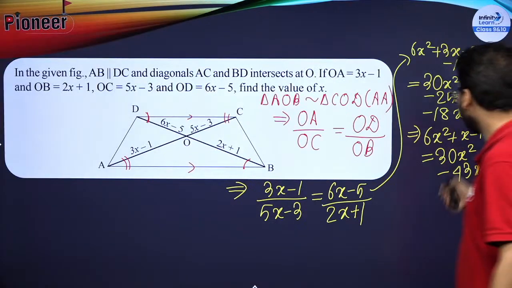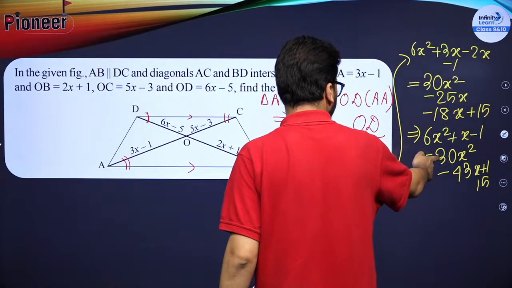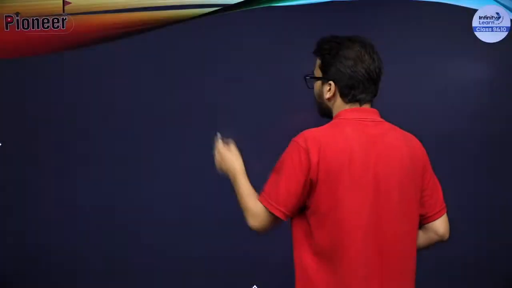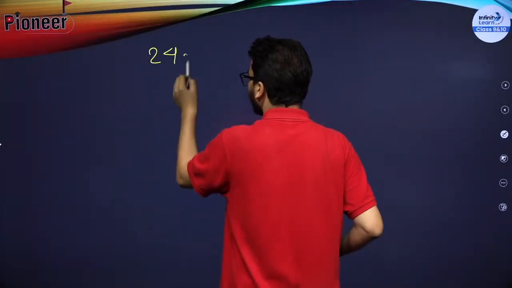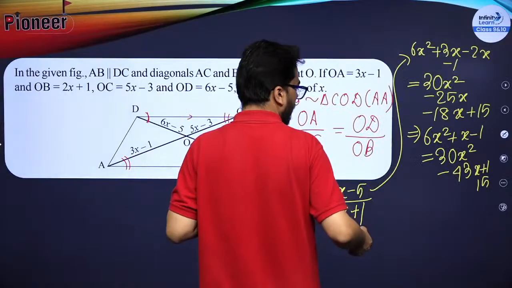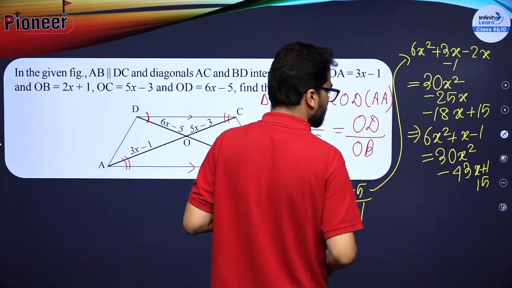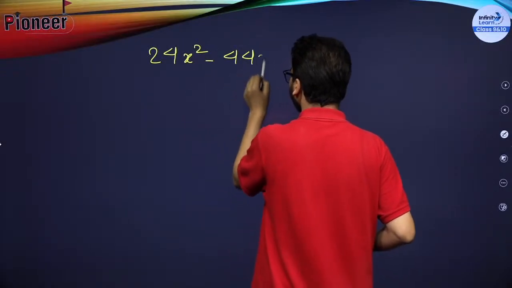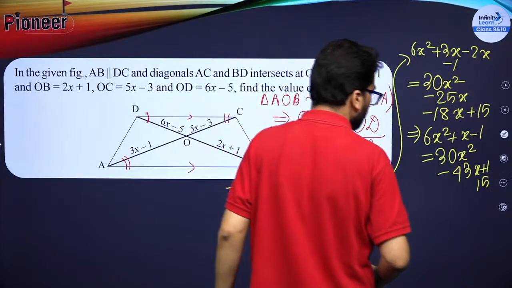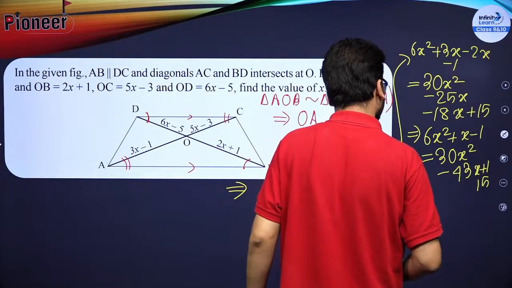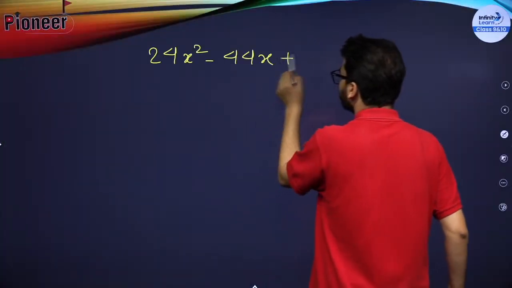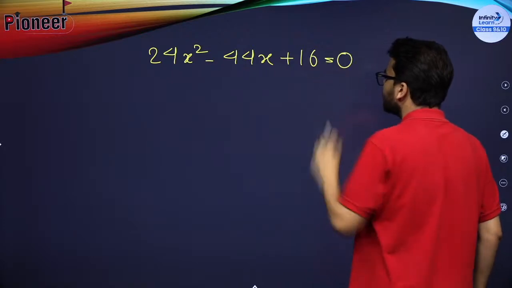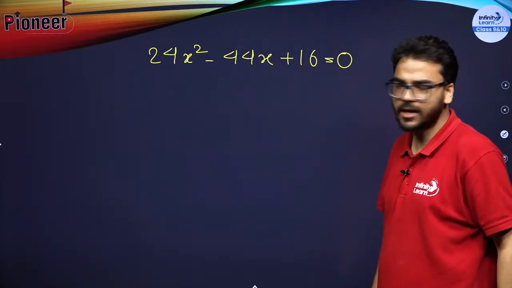So this will be basically what? If I simplify further, this will be 24x square, right? So this will be 24x square, and if I take it on the other side, that is minus 44x, and that is equal to, plus 16, that is equal to 0. I hope this thing is clear. So you have got a quadratic equation over here.